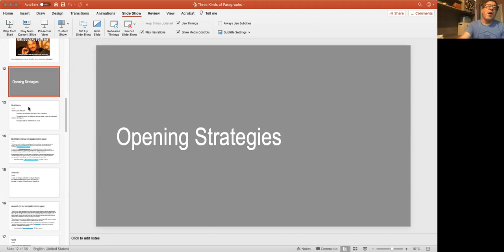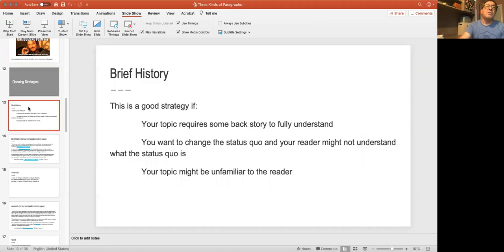Again, we're trying to think about how we want to engage the reader and also establish our topic and our thesis. So a brief history is a good strategy if your topic requires some backstory to fully understand. If you want to change the status quo and your reader might not understand what that is, or if your topic is unfamiliar to the reader, any of those things are good for bringing in a history.